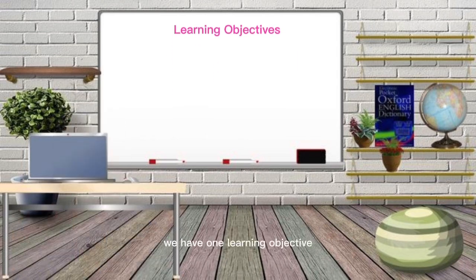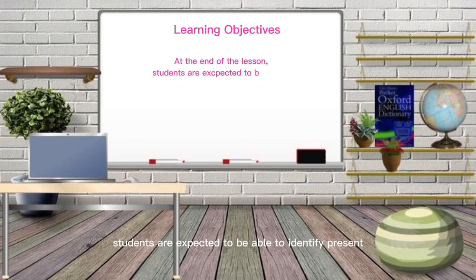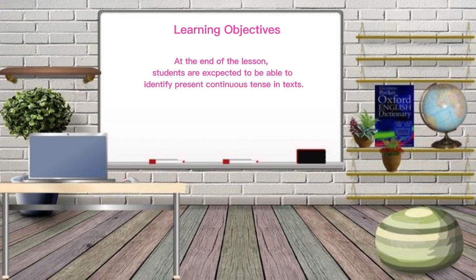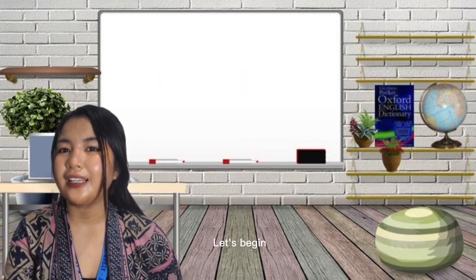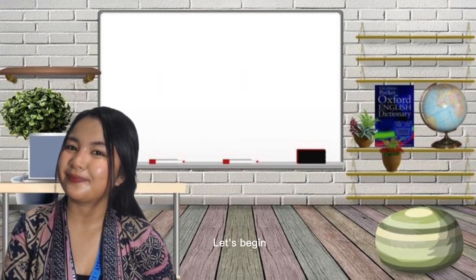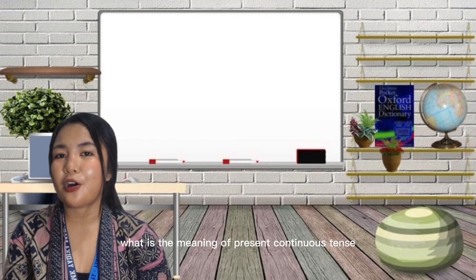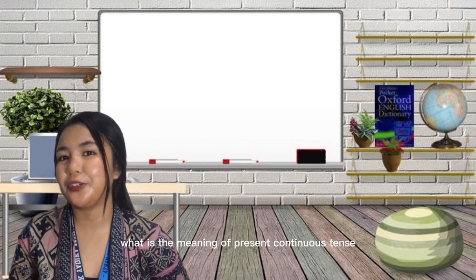We have one learning objective. Our learning objective is, at the end of the lesson, students are expected to be able to identify present continuous tense in text. I hope that at the end of the lesson, we can achieve our learning objective. So, let's begin. What is the meaning of present continuous tense?